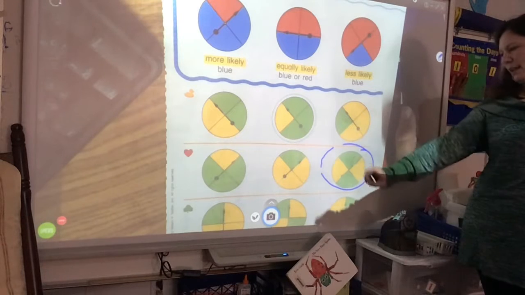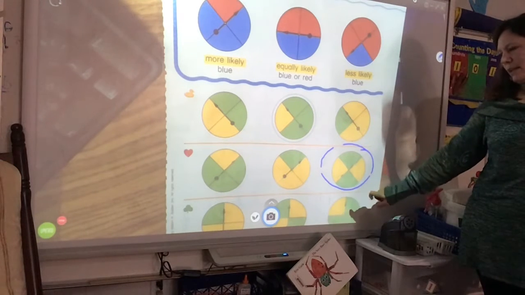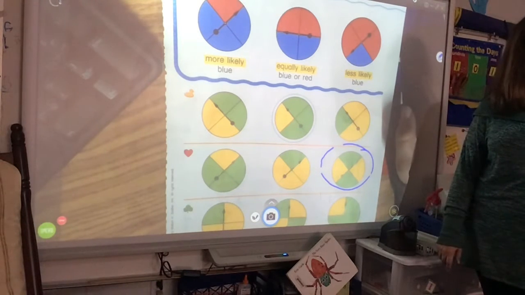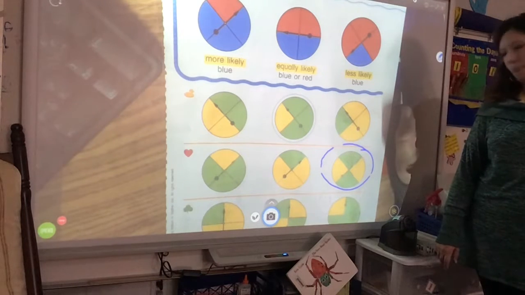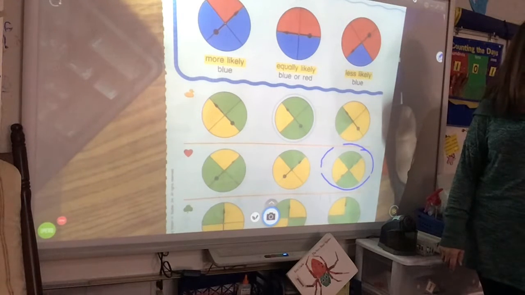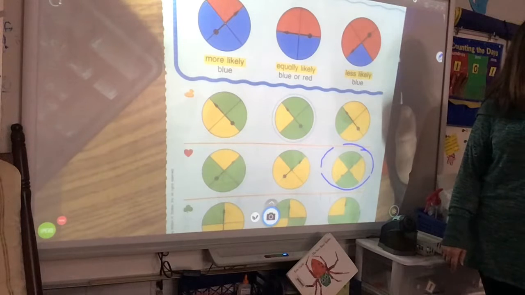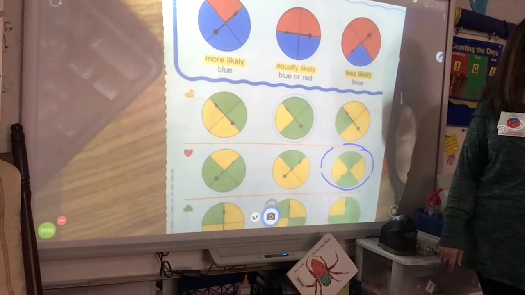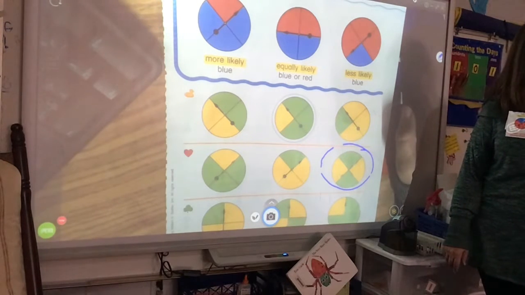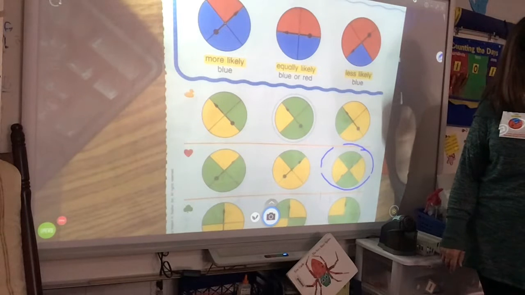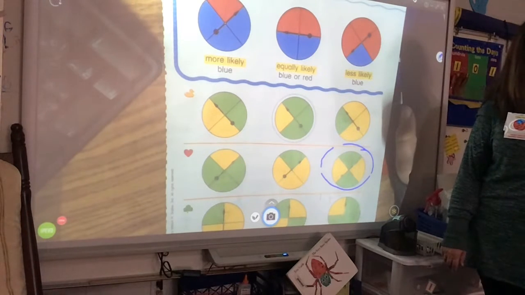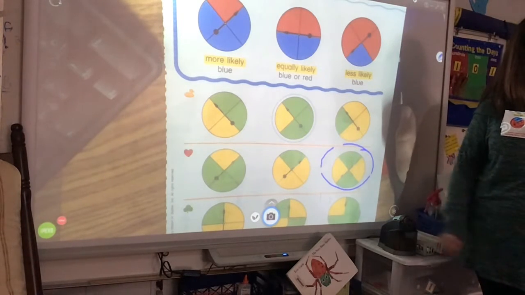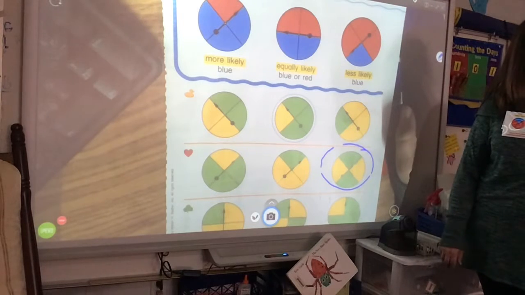Aiden, did you pick the first one, the second one, or the third one? Third. The third one, and we want less likely on green. The third one is most likely green because it has the most green on it. So let's think again. How about Mary Nelson? Can you help him? Which one is less likely to land on green?